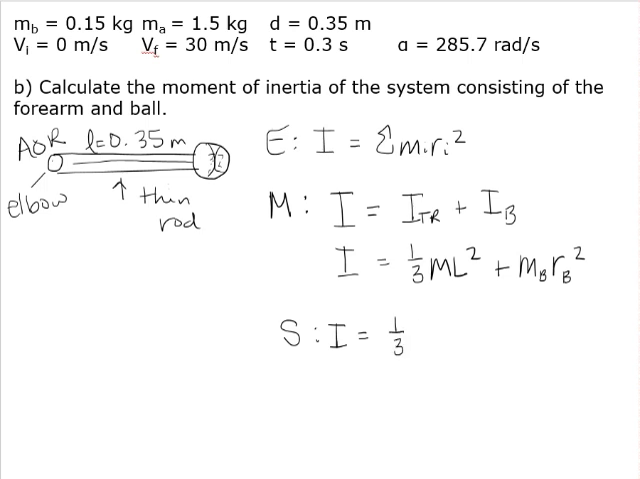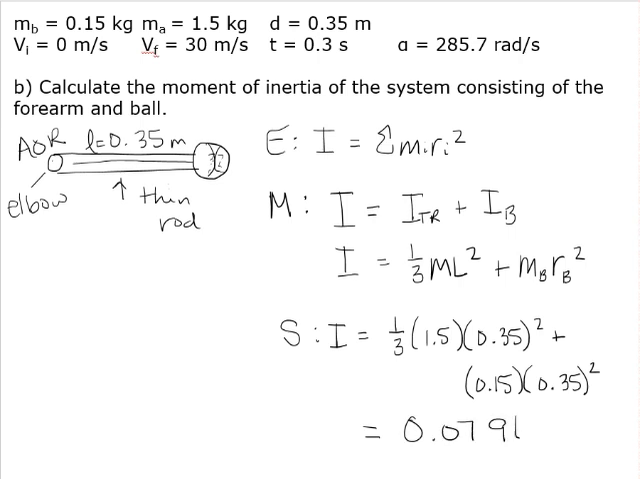Now we can plug all the components in and get our answer. So we have 1/3 times the mass of the arm, 1.5 kilograms, times the length of the arm squared, 0.35 squared, plus the mass of the ball, which was 0.15 kilograms, times the radius of the ball from the axis of rotation, which was again 0.35 meters squared. When I complete the calculation, I end up with 0.0796 kilogram meters squared.